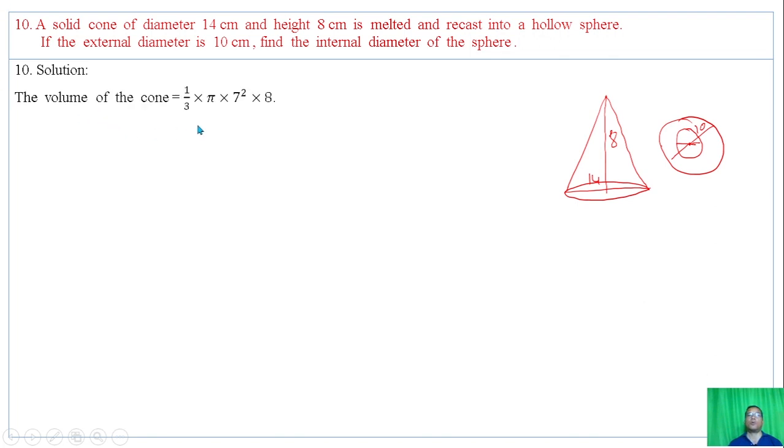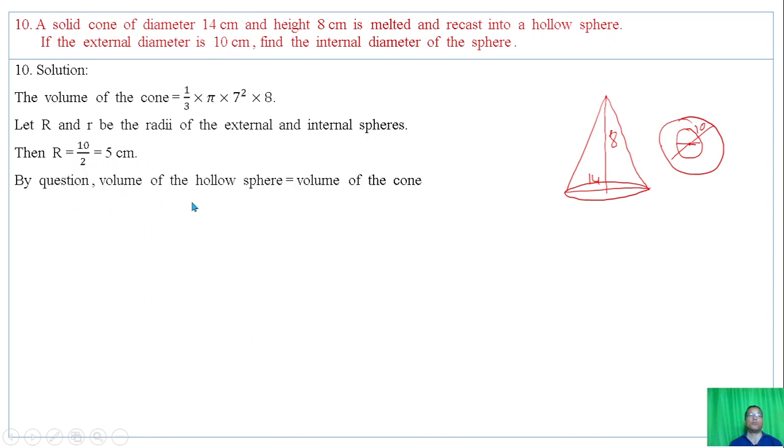The volume of the cone is 1/3 pi r square h. Let capital R and small r be the radii of the external and internal spheres. Then R is the radius, 10/2. The external diameter is 10, so the external radius is 5 centimeter.